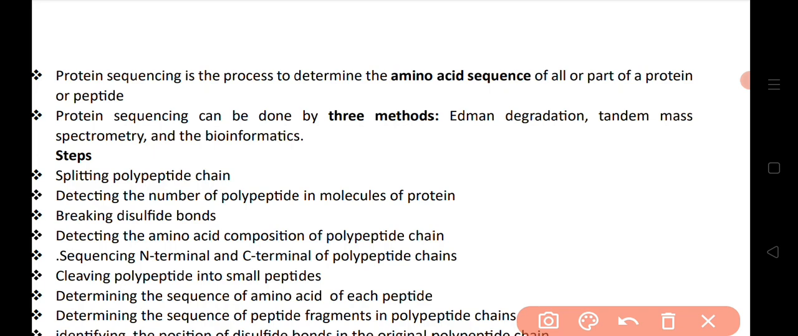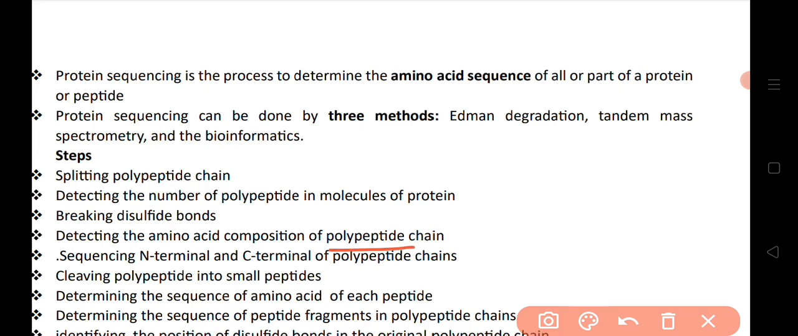First of all, we split or break down the polypeptide chain. After breaking the polypeptide chain, we determine the number of polypeptides that are present in the molecule of protein. And after determining the number of polypeptides, the next step is to break down the disulfide bonds that are present between amino acid molecules. The next step is detecting the amino acid composition of the polypeptide chain.